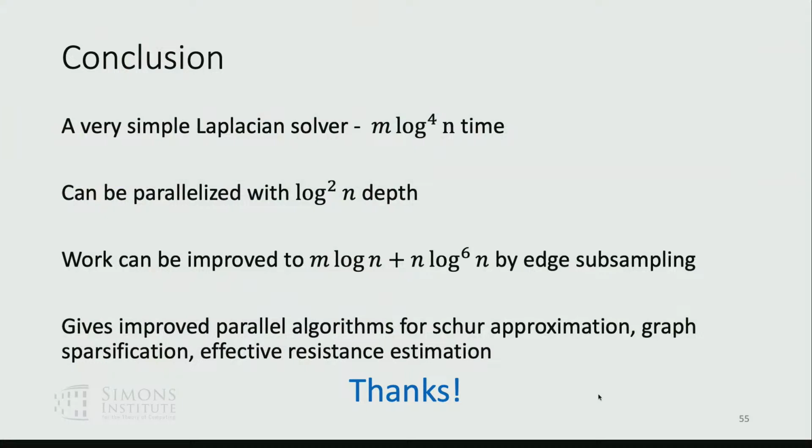It can be parallelized. You get basically log squared n depth, log n depth from each iteration, and each operation is just log n depth. You can also improve it by something called black box subsampling, based on a uniform approximation sampling paper by Aaron and co-authors. And this gives us a lot of improved parallel algorithms for spectral algorithms. Let me just conclude there. Thank you. All right.